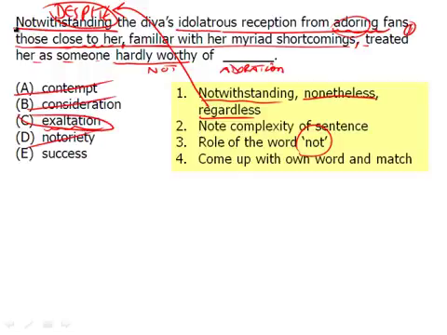And success doesn't really talk about adoration. I mean, she may be successful, but they're not saying she shouldn't be successful. They're just saying don't treat her as though she's perfect, like an idol or a goddess. So again, the answer is C.